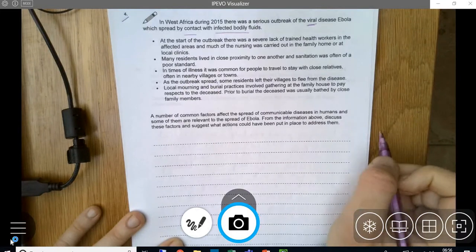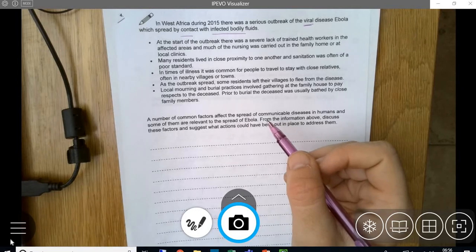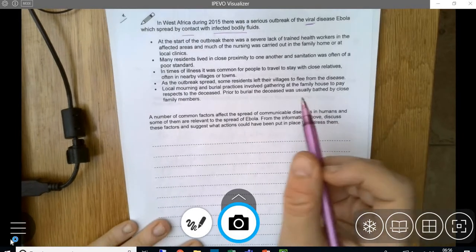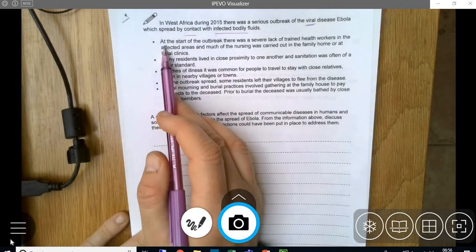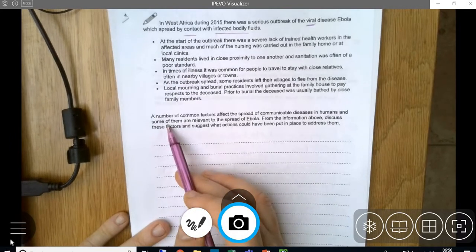So what we're going to do is construct this answer together. I'm going to go through and add my key information so that we can obtain those 6 marks. It gives some facts, and I'm going to come back to those in a moment. I'm going to talk about the question first of all.